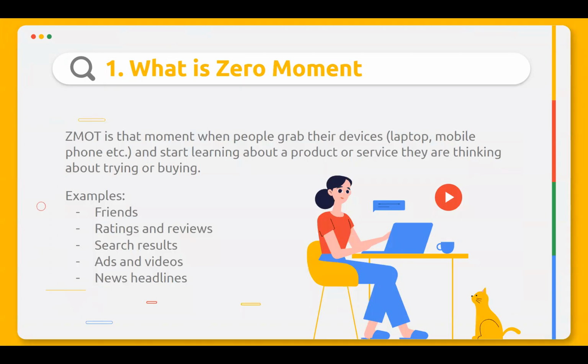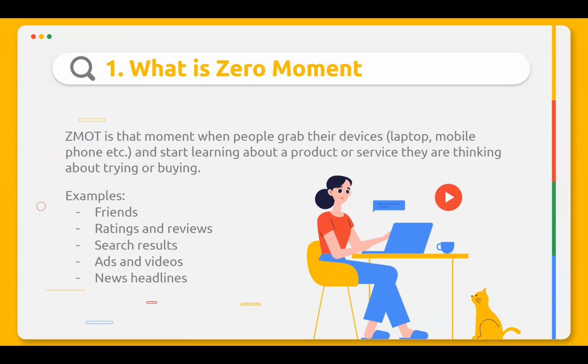So now let's talk about what is a zero moment, also known as the zero moment of truth, abbreviated ZMOT. It's the moment when people grab their devices, such as a laptop, mobile phone, or a tablet, and start to learn about a product or service they are thinking about trying or buying. This can also extend further than a device and be the conversations that individuals have with friends or family when they talk about products or services.